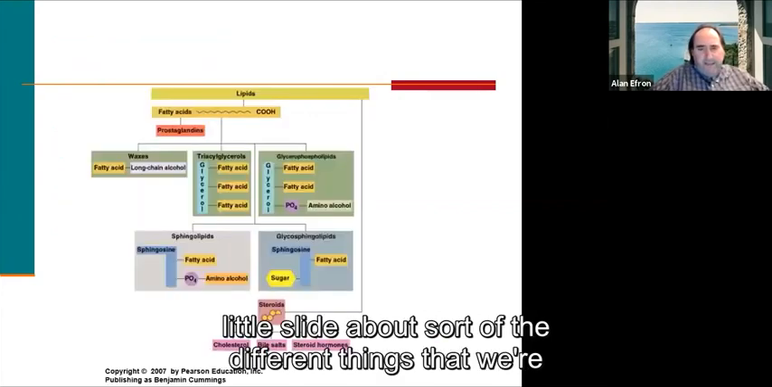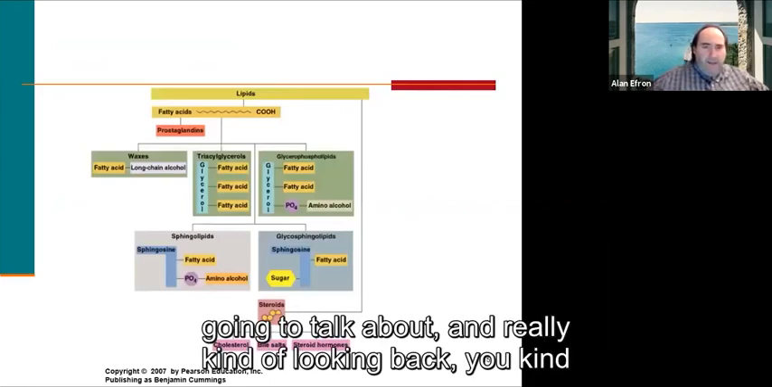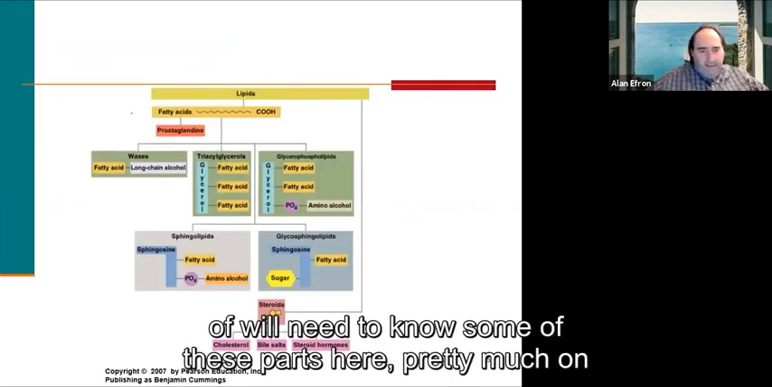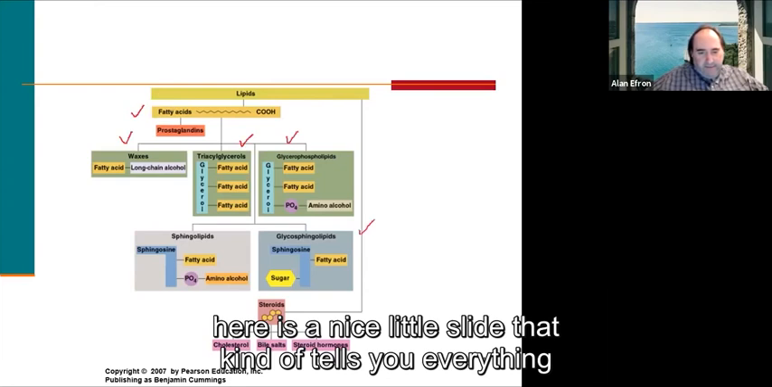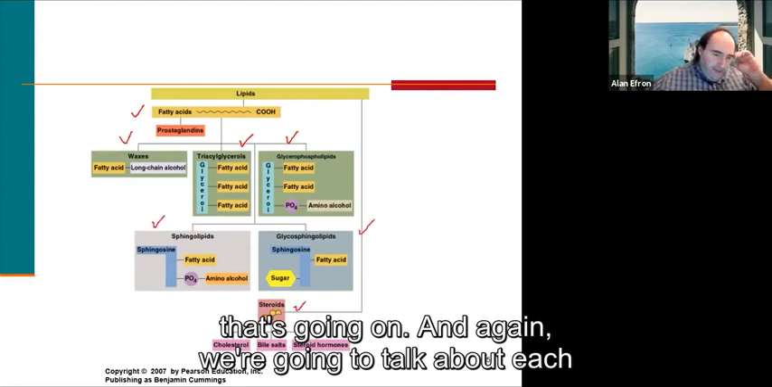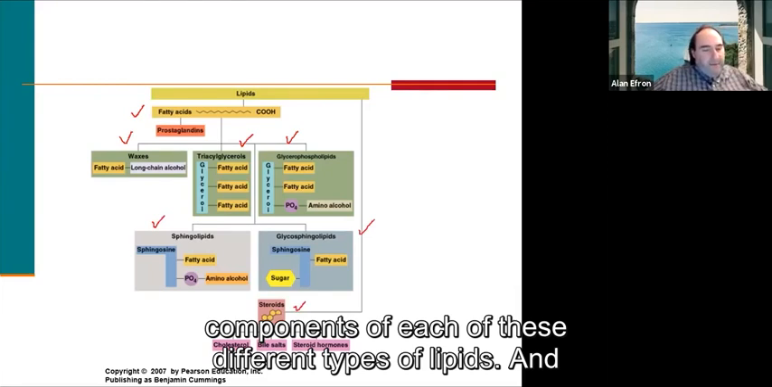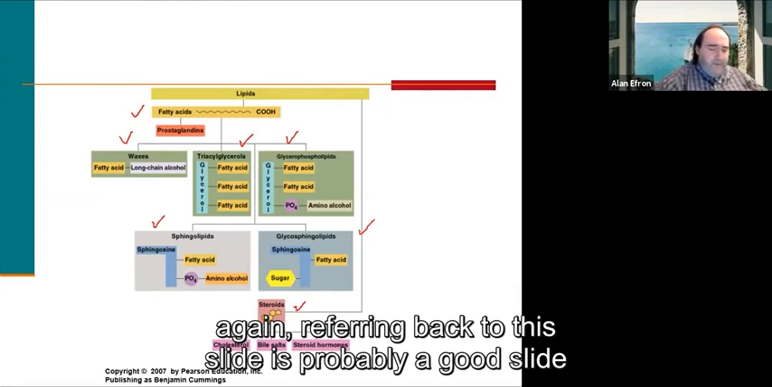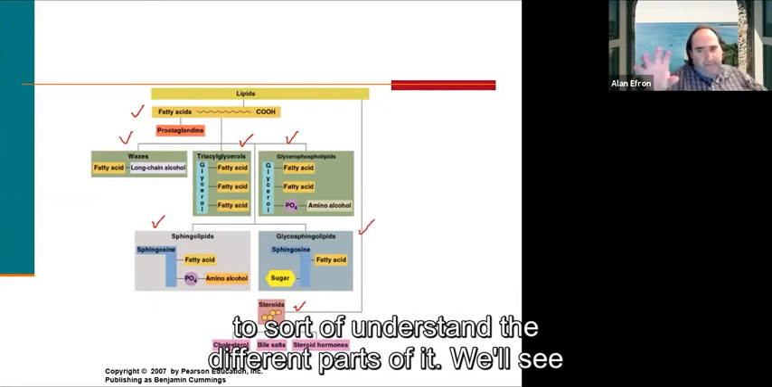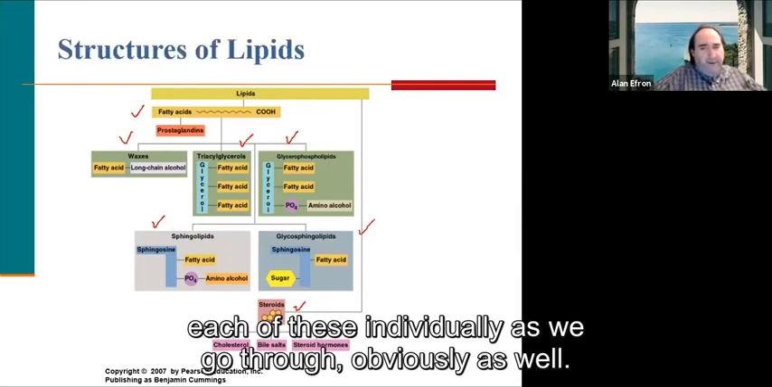This next slide is a nice little slide about the different things that we're going to talk about. Looking back, you will need to know some of these parts. It tells you everything that's going on. We're going to talk about each of these individually as we go through. These are the main components of each of these different types of lipids, and referring back to this slide is a good way to understand the different parts of it.